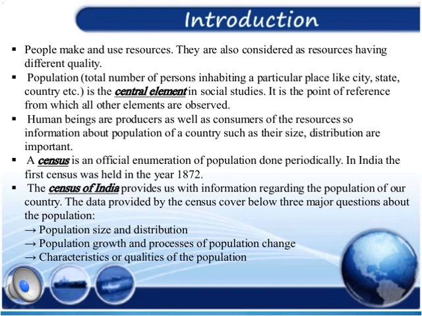In this chapter, we are going to study mainly three questions that arise in the mind. The population size and distribution: how many people are there and where are they located? Population growth and the process of population change: how has the population grown and changed through time? Characteristics or qualities of the population: what are their age, sex composition, literacy level, occupational structure, and health condition?